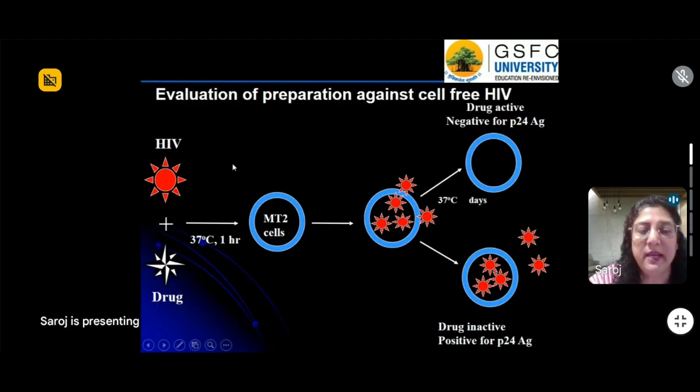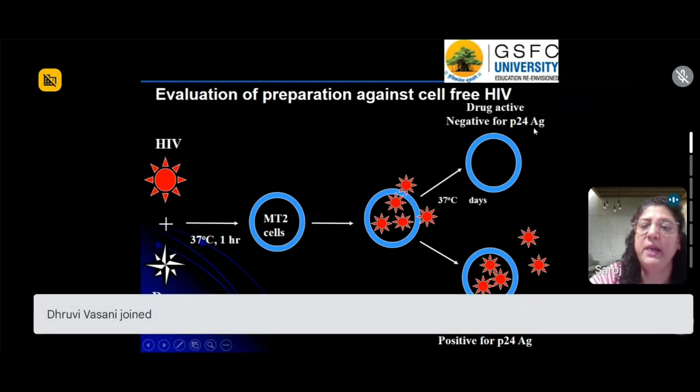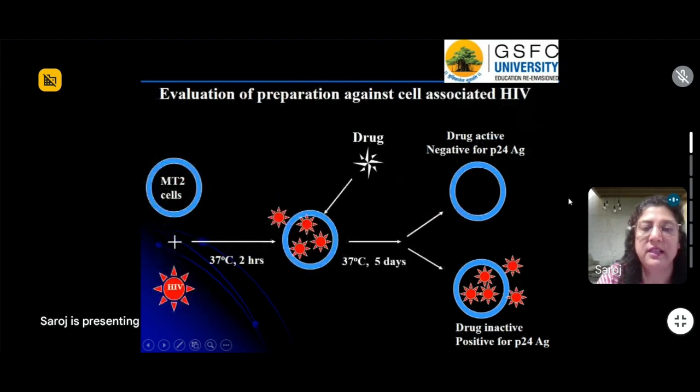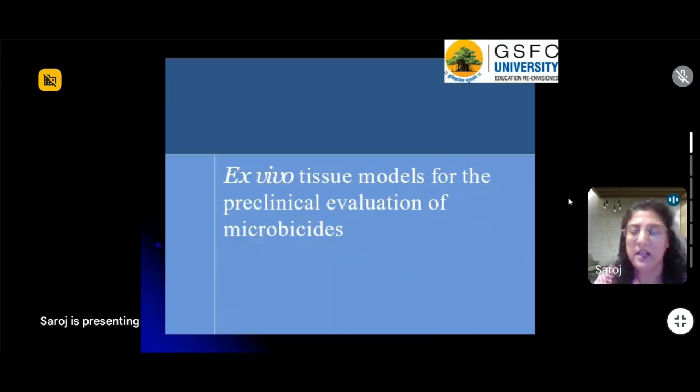In addition to TZMBL system, we also have MT2. So TZMBL system was a HeLa cell system, which had been used for endpoint evaluation. But MT2 cell is the lymphocyte-based cell system where you can carry out the same kind of assays for checking the activity of the drug, and you will have an endpoint measurement. In this case, the endpoint is the presence of P24 antigen. If your drug is active, you will not have the virus, so you will be negative for P24 antigen. If your drug is inactive, of course, your virus will be present and you will have P24 antigen present inside the system. So these are the few tests.